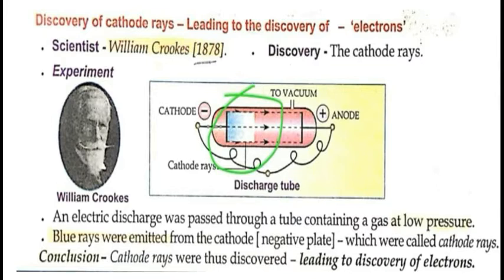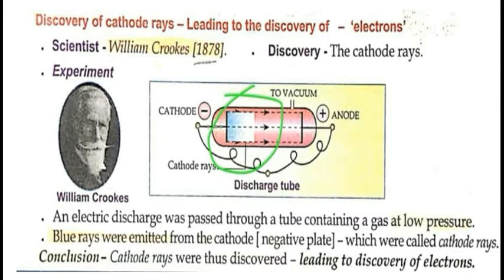Before the discovery of electrons, cathode rays were discovered by William Crookes in 1878. He was a British scientist who performed an experiment to study the phenomenon of electric discharge through gases. For that, he used a discharge tube. That's a glass tube sealed at both ends with metal plates. Okay, now you can see the pictorial representation of the discharge tube on the screen.